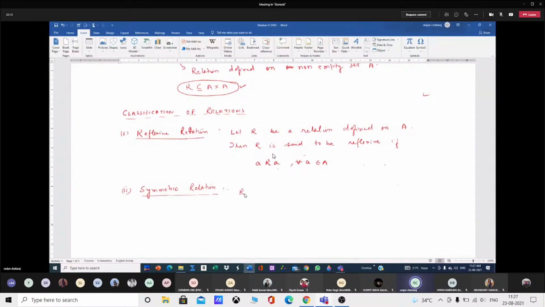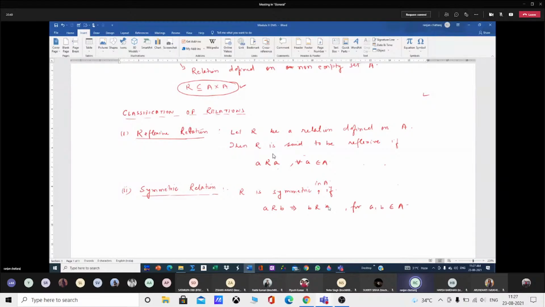Symmetry: if A is R related to B, it implies B must be R related to A, for a, b belonging to A. So what is the meaning of this? If A is R related to B, then B must be R related to A.